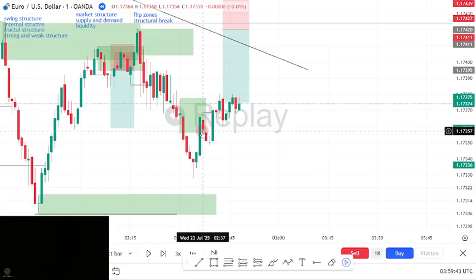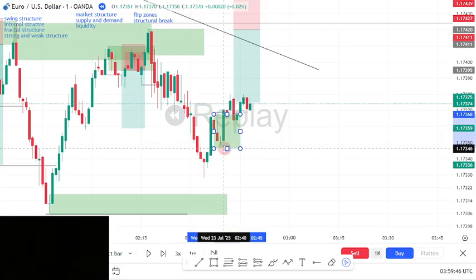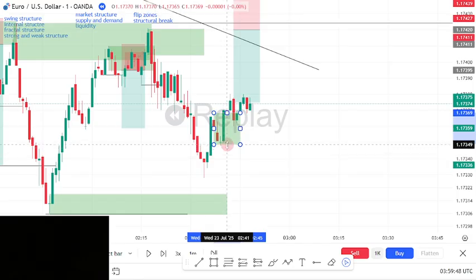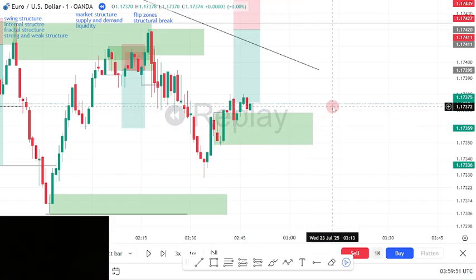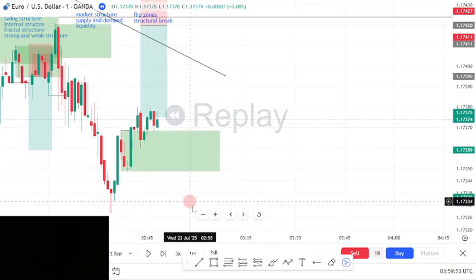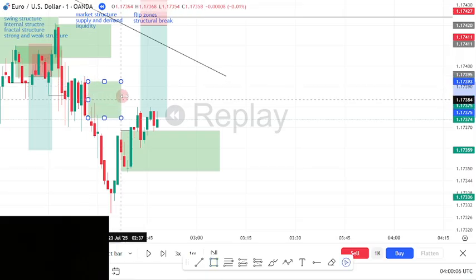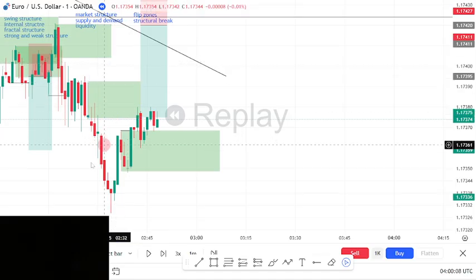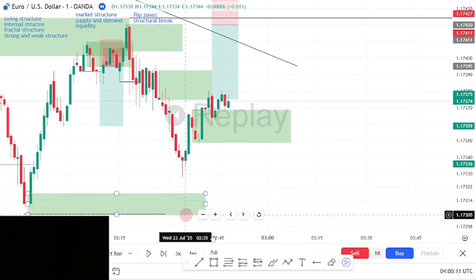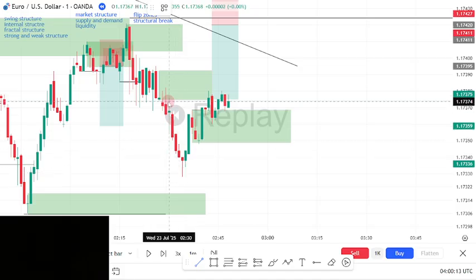Now when supply fills, here will be a flip zone, but price is still bearish. We don't really have an unmitigated region here. All of these zones have been mitigated. So let's look at the internal structure. The fractal structure has switched bullish.